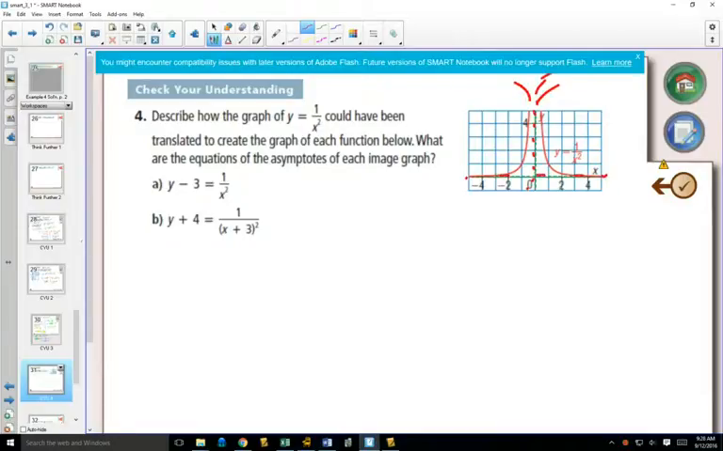So there we have our volcano graph. We have to describe how each of these could be translated and then say what the equations of the asymptotes are for the new graph.